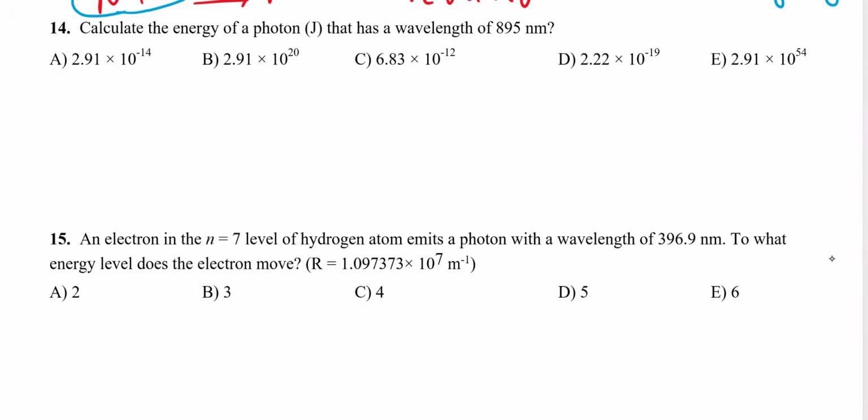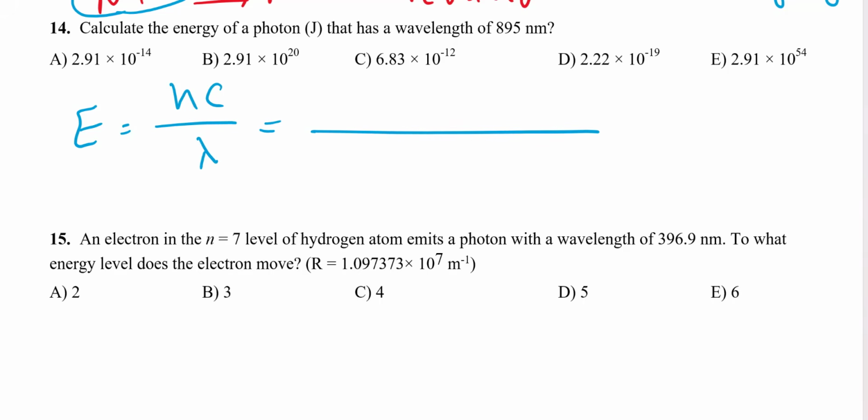In question 14, we would like to calculate the energy of one photon with a wavelength of 895 nanometers. Here is the equation for calculation of energy, hc over lambda. h, Planck's constant, is equal to 6.626 times 10 to the negative 34. c, speed of light, we normally use 3 times 10 to the positive 8.